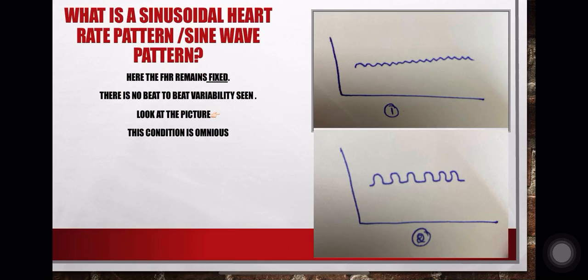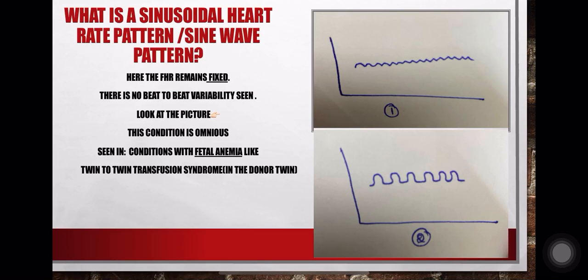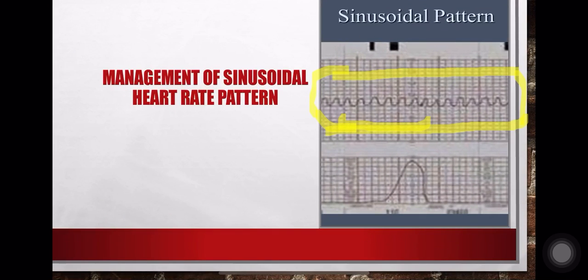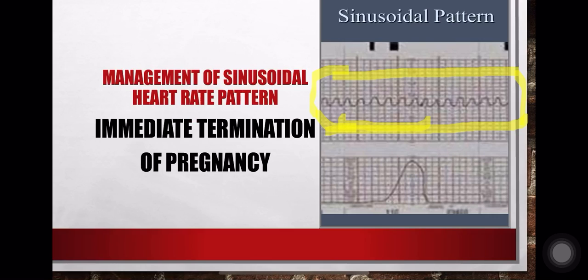This condition is ominous and is seen in conditions with fetal anemia like twin-to-twin transfusion syndrome in the donor twin, vasa previa, or Rh incompatibility. What is the management of sinusoidal heart rate pattern? It is nothing but immediate termination of pregnancy. The graph shown on the right shows a wave-like pattern of sinusoidal heart rate.